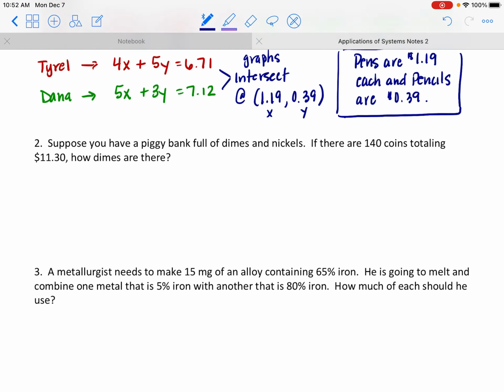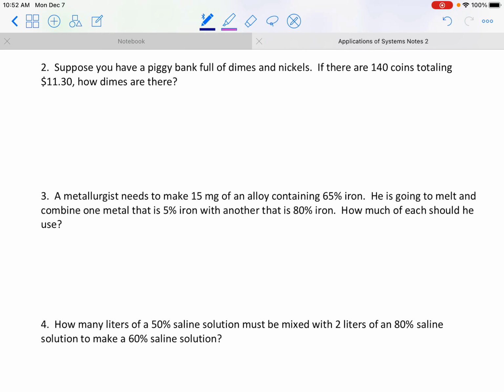Let's try another one. In number 2, it says suppose you have a piggy bank full of dimes and nickels. If there are 140 coins totaling $11.30, how many dimes are there? So it only asks us to find the number of dimes, but technically there are two variables. We don't know how many dimes or nickels there are, so I'm going to call dimes X and nickels Y. So those are my two variables.